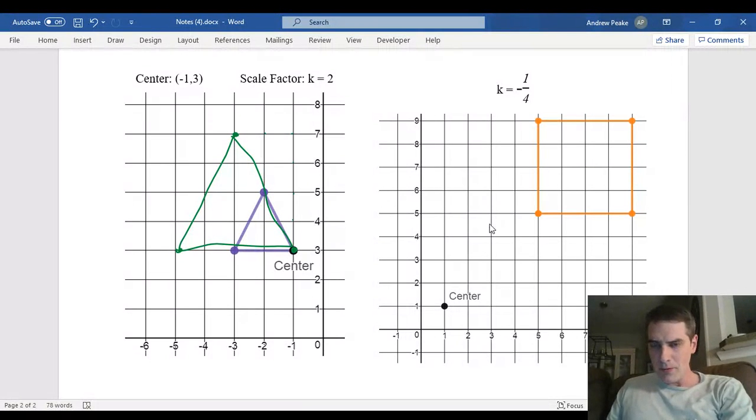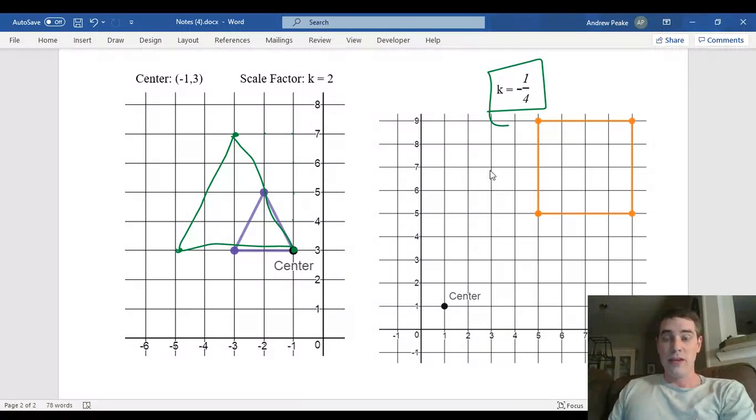All right, last one. We got center at 1, 1. And I have a scale factor of -1/4. Again, you usually have k as the letter that's usually denoted for scale factor. Just kind of a random aside there. But so we got -1/4.